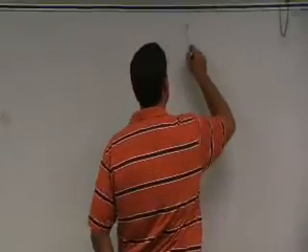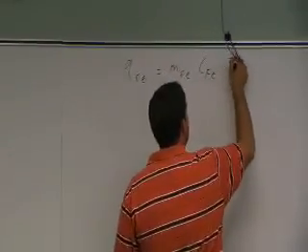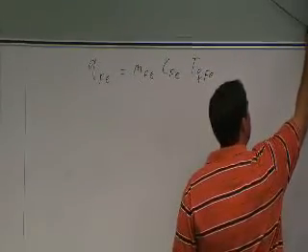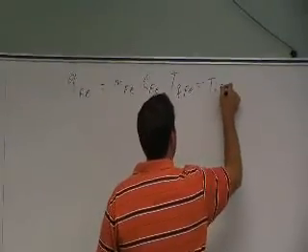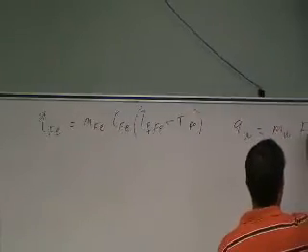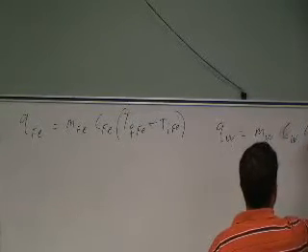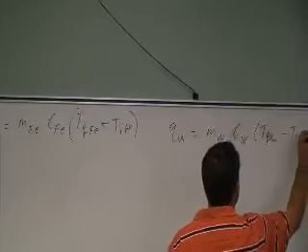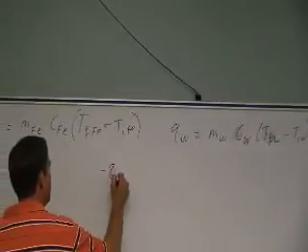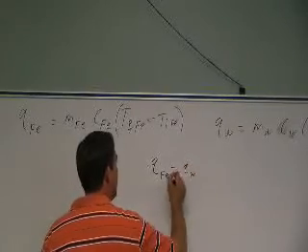Here's what we got. We have two equations. The heat of iron equals the mass of iron, times specific heat of iron, times final temperature of iron minus the initial temperature of iron. And the heat of the water equals the mass of the water, times specific heat of the water, times final temperature of the water minus the initial temperature of the water. Here's what is going on: the heat that leaves the iron is exactly equal to the heat that comes into the water.